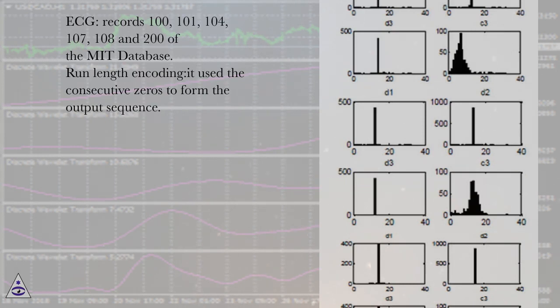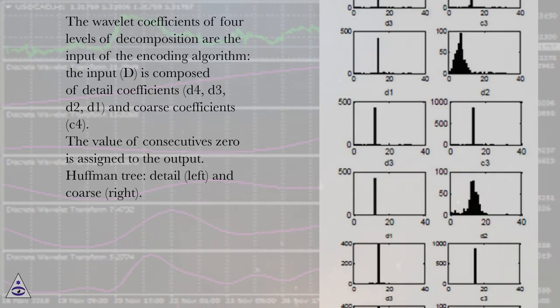Runlength encoding used the consecutive zeros to form the output sequence. The wavelet coefficients of 4 levels of decomposition are the input of the encoding algorithm. The input, D, is composed of detail coefficients, D4, D3, D2, D1, and coarse coefficients, C4. The value of consecutive 0s is assigned to the output. Huffman tree, detail, left, and coarse, right.